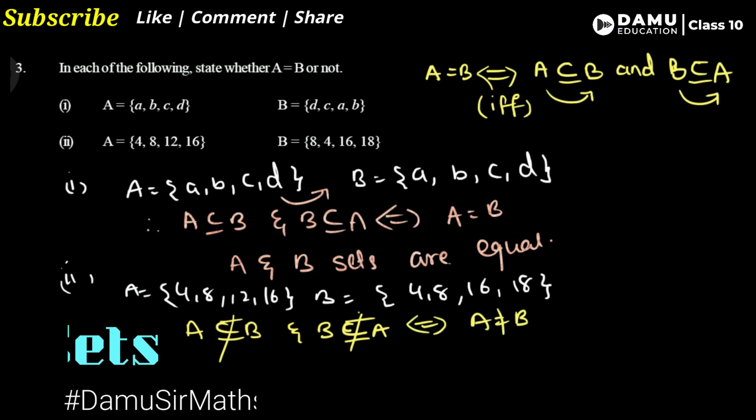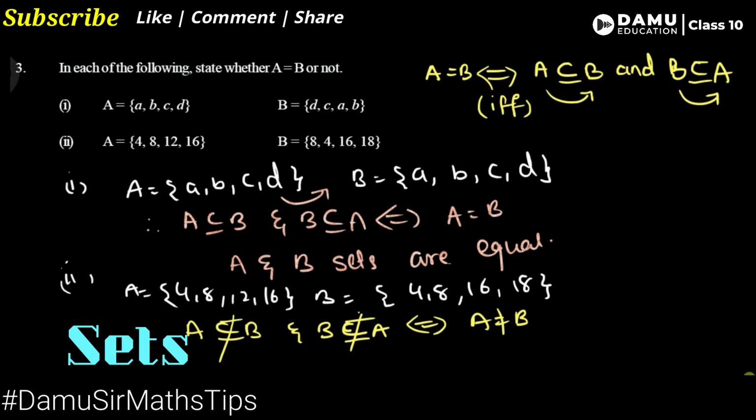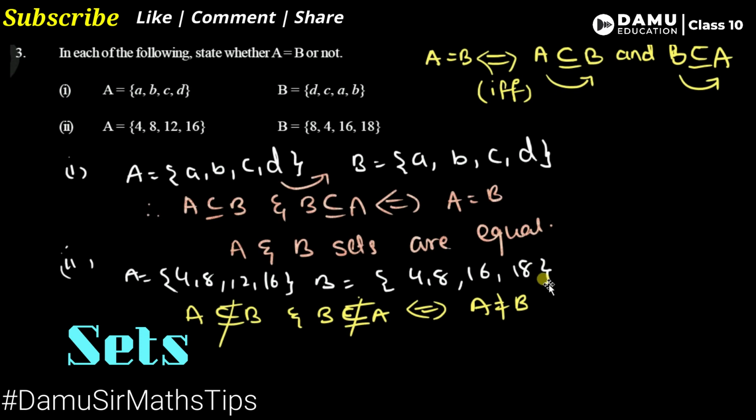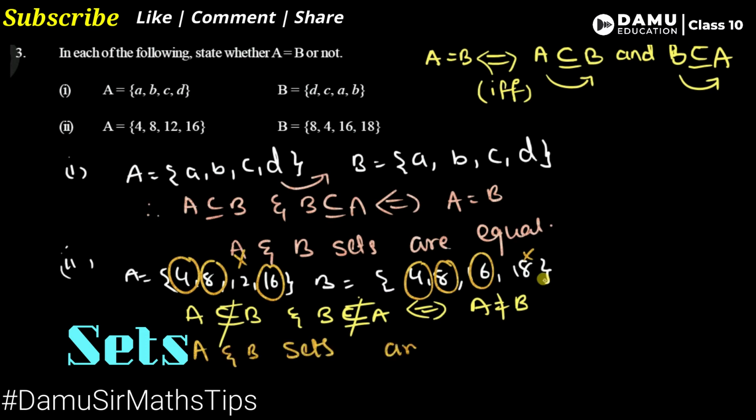So how can you say this is the condition? Because here 4, 8, 12, 16, sorry, 4, 8 and 16 are there, and these elements are there here also, 4, 8, 16. But here 12 and 18, these two elements are not present. All the elements should be present, then only A and B are equal sets. Then what you can write here is A and B sets are not equal.